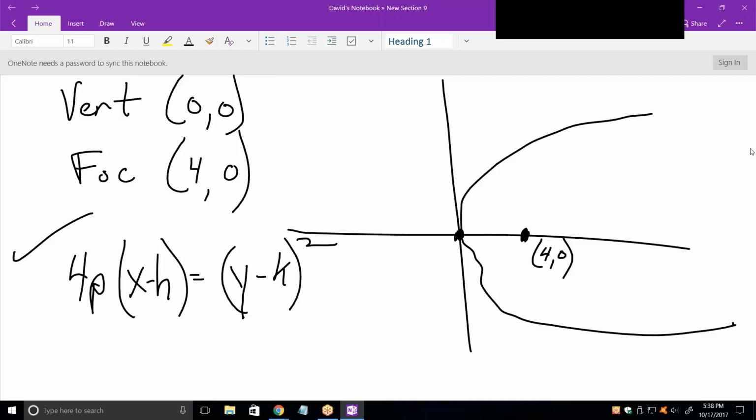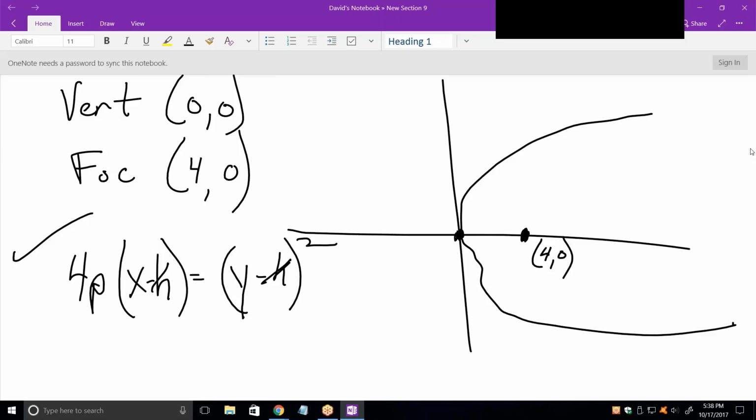Where's our vertex here? Vertex, 0, 0. Okay, that takes that term out and that term out. What's P? P is... it has to equal 4, right? Okay, so give me the final equation. If P equals 4, what's my equation?